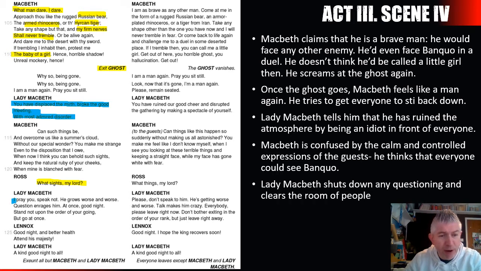She says, "I pray you, speak not. He grows worse and worse. Question enrages him." Okay. "At once, good night. Stand not upon the order of your going, but go at once." She basically gets the room to clear.